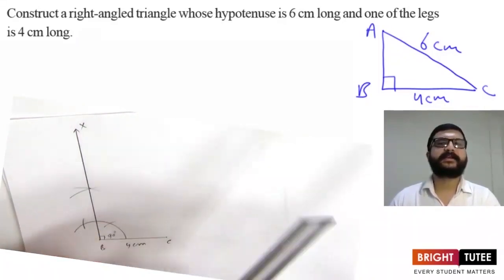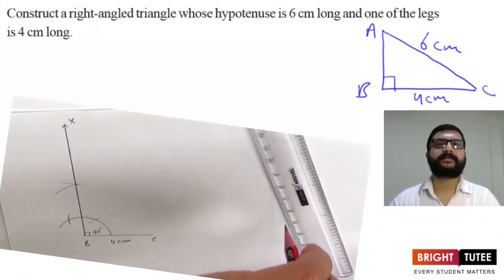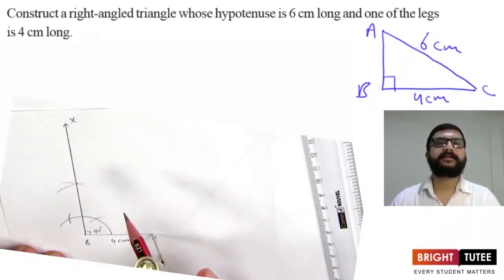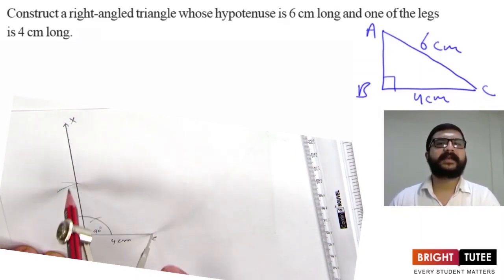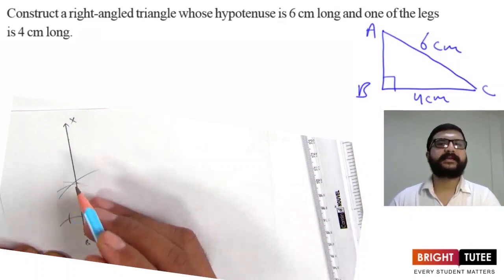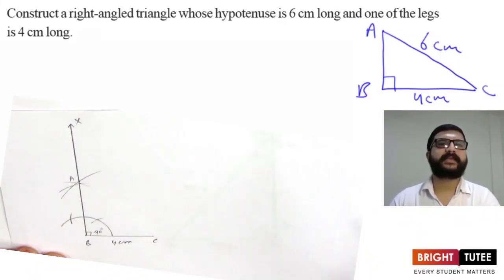Now we need CA to be 6 centimeters, that is hypotenuse to be 6 centimeters. For that what we have to do? We have to make an arc with C as a center and radius 6 centimeters intersecting BX at any point A. Let's say this point here is A. In the steps of construction we will write the same thing. Make an arc with C as a center and radius 6 centimeters intersecting BX at A.